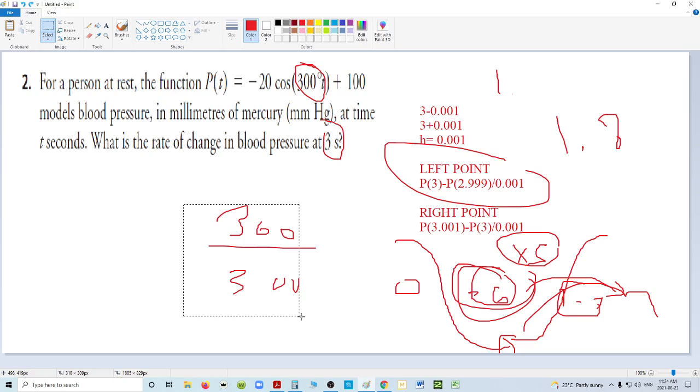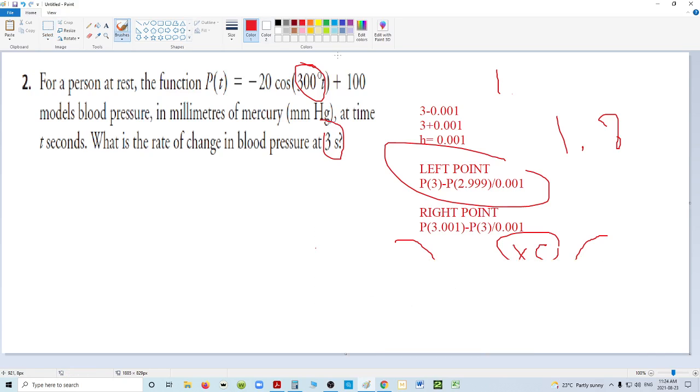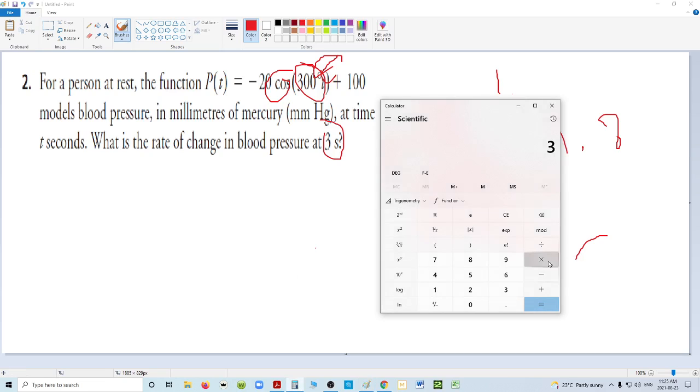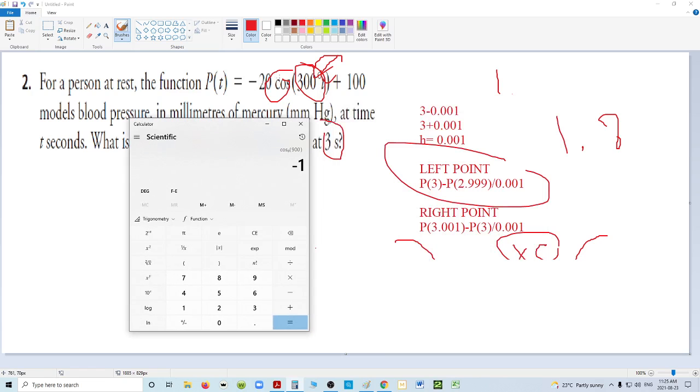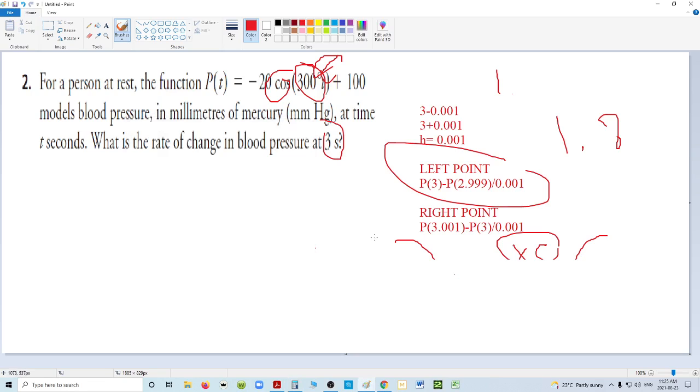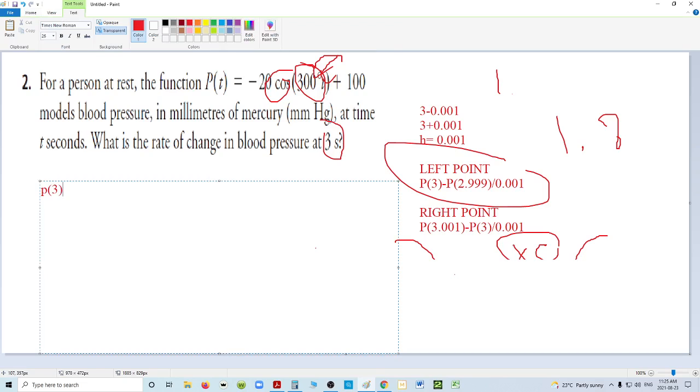We might as well. So how do you figure out the 3? You put 3 in for t, and you multiply it by the 300, and then you go to your trig and take cos. Minus 1. Then you have to multiply, so it's always just order of operations at this point. Next, we've got to multiply by minus 20. Comes plus 20. Next, we've got to add 100. So that means that's my blood pressure, 120, at that point. So that means at P of 3, my blood pressure is 120.